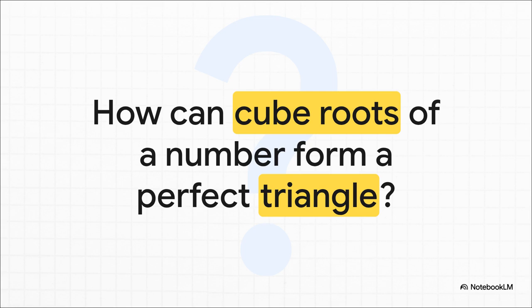So, that brings us to the big question for today. How on earth can a single number have three totally different cube roots? I mean, the cube root of 8 is just 2, right? Well, in the world of complex numbers, it's different. And what's even crazier is why do those three answers line up to form a perfect equilateral triangle? That's the puzzle we're going to piece together.